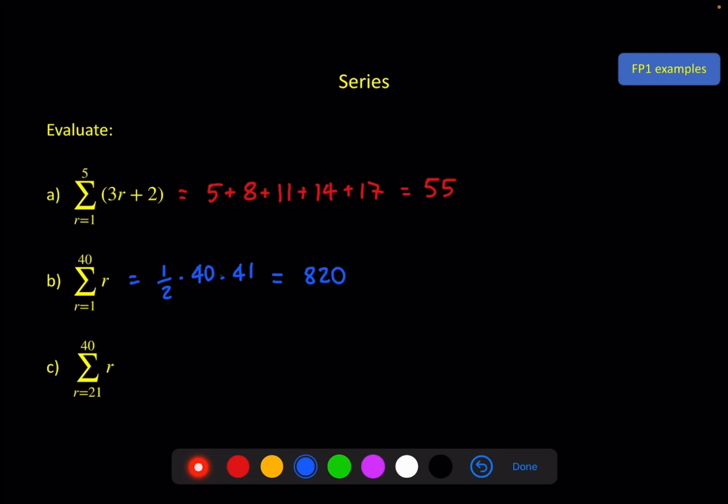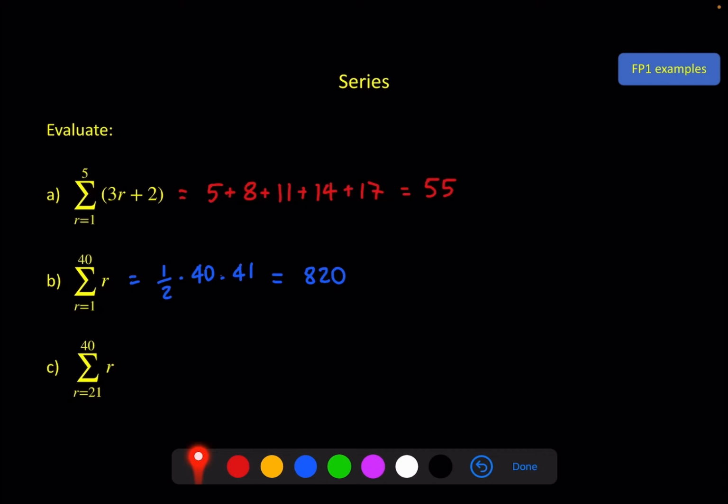The last one here is a bit more interesting because we don't start at the first term, and obviously I can't just use the same formula here to get this one, because if I use the same formula with the same n, I would get the same final answer, and that can't be true because we're starting at term 21, so we're dropping off the first 20 terms.